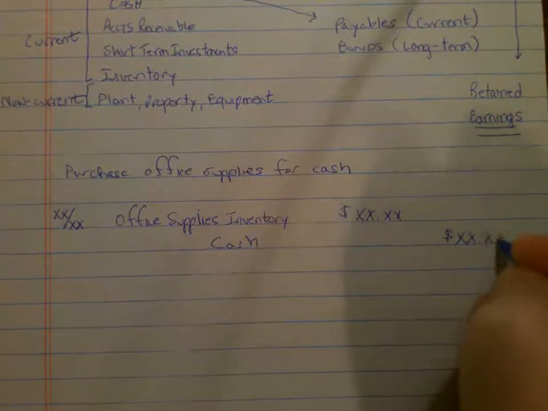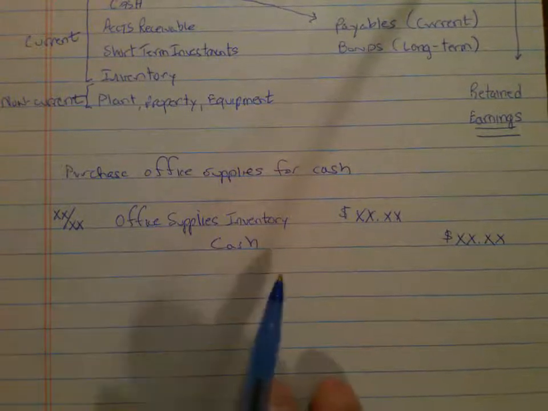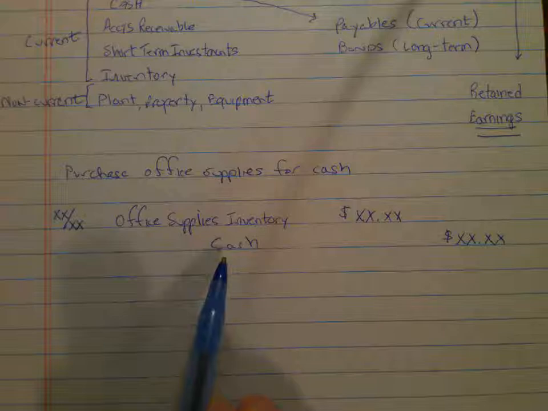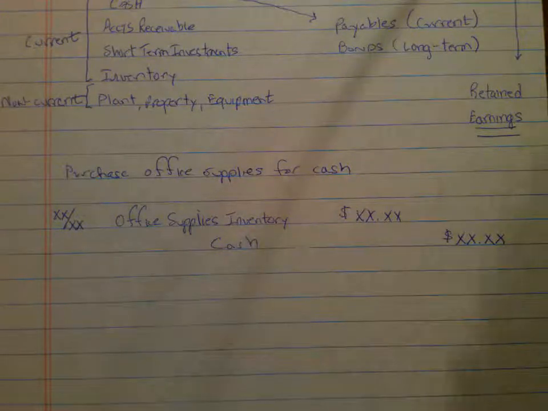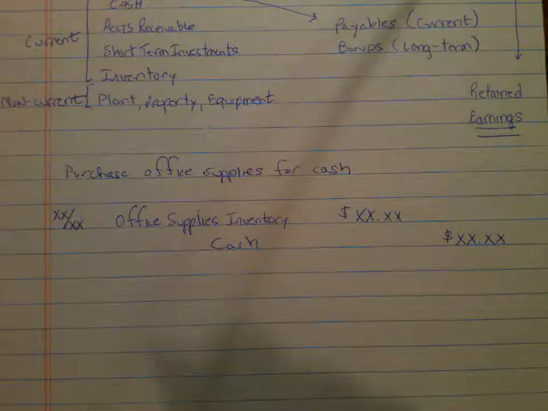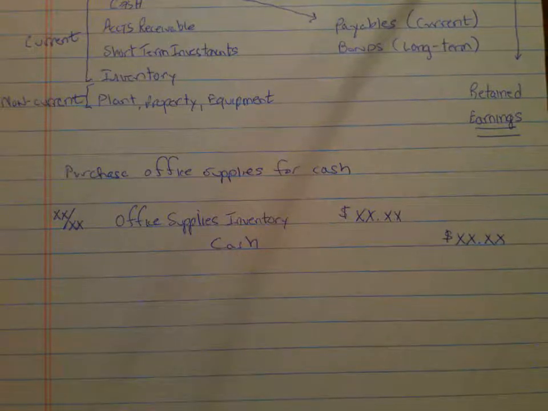Again, offset, it's easier to read. Okay, and so that's one. Here we basically exchanged cash for office supplies inventory. We need the office supplies to perform whatever services we're going to perform and to keep records of things. And so we purchase office supplies and we use our cash to do that.